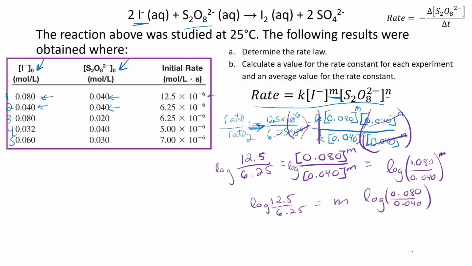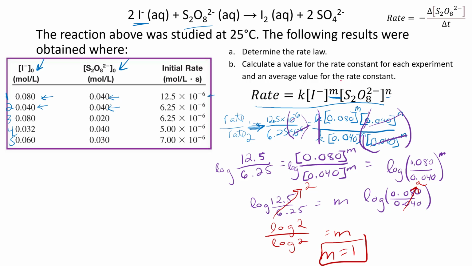You're like, how does that help you? Okay, well, let's do some math. 12.5 divided by 6.25 is equal to 2. 0.08 divided by 0.04 is equal to 2. So essentially, we've got the log of 2 divided by the log of 2 equals m. So what does m equal? m equals 1.